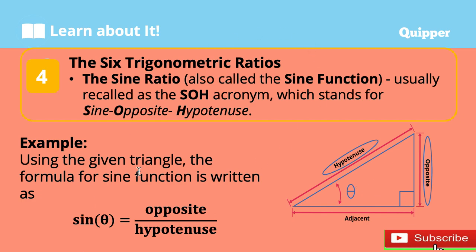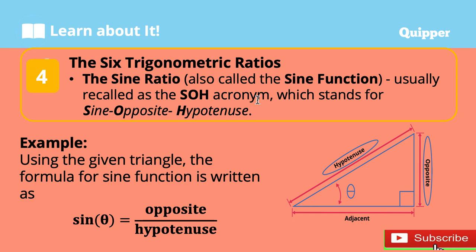These are the six trigonometric ratios. We have three major trigonometric ratios. First, the sine ratio. Second, the cosine ratio. And third, the tangent ratio. First is the sine ratio. It is also called the sine function, usually recalled as the SOH acronym, or the SOH in SOH-CAH-TOA, which stands for sine, opposite, and hypotenuse.